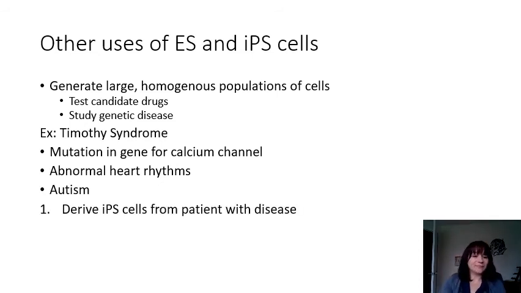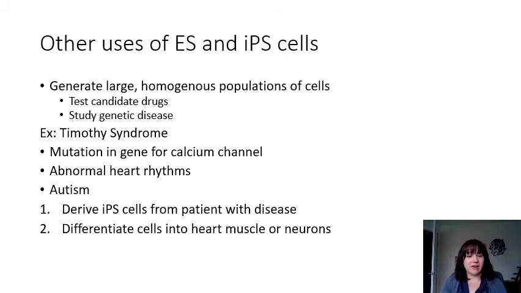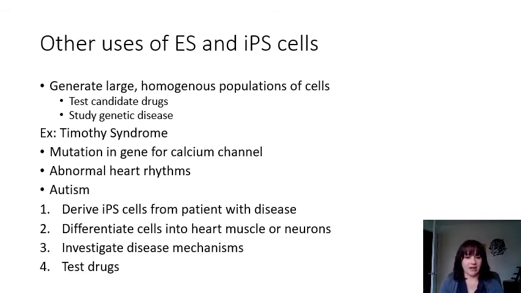Pretty neat, huh? So again, you would derive iPS cells from a patient with a disease, and then you would differentiate them into whatever tissue type that you want to study. And then not only can you test out how the disease works, but if you wanted to test out candidates of medications, you could do that as well. And you've just got a ton of cells, right?